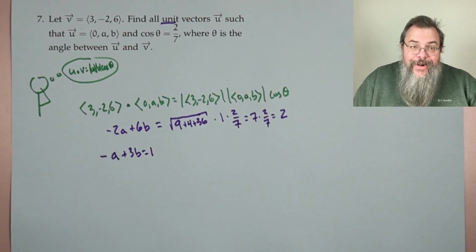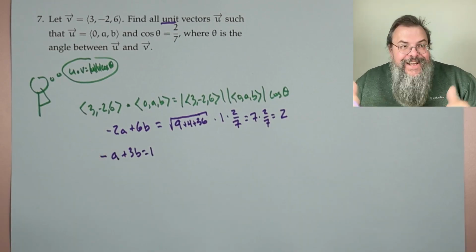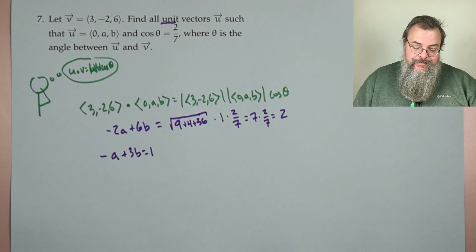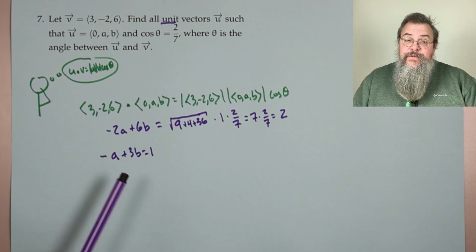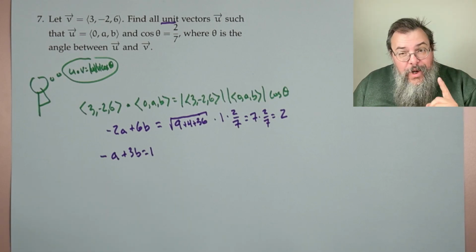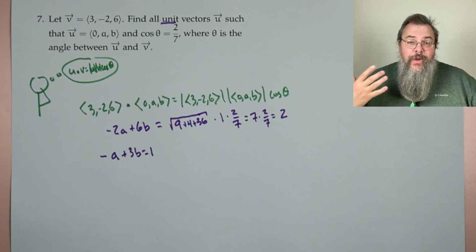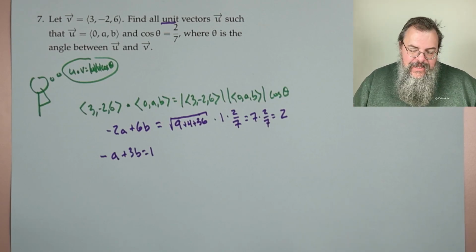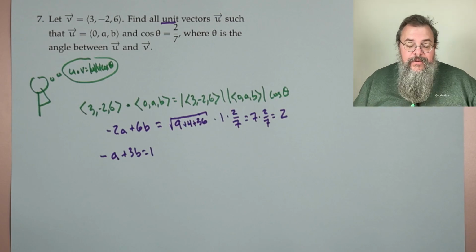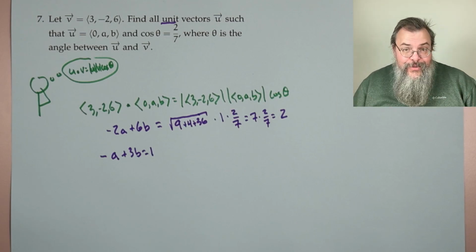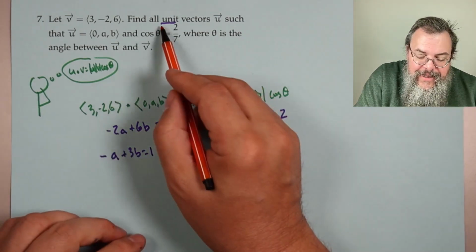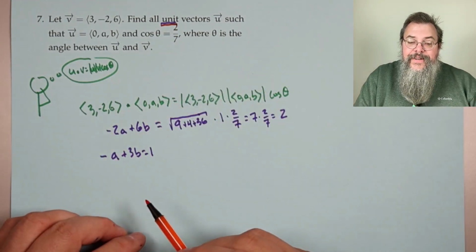You're like, cool. But wait. We're not done. What's our issue here? Our issue is this gives a relationship between A and B, but it's one relationship. We need a second relationship. Okay, is there another dot product floating around? No. But there is something else. We come back. Remember, it's a unit vector.